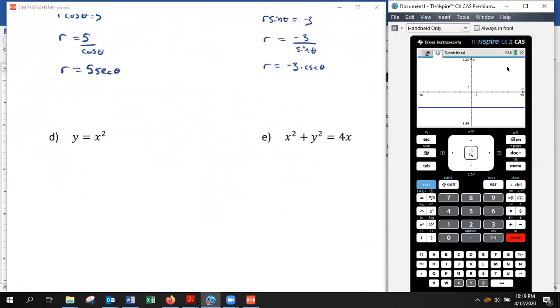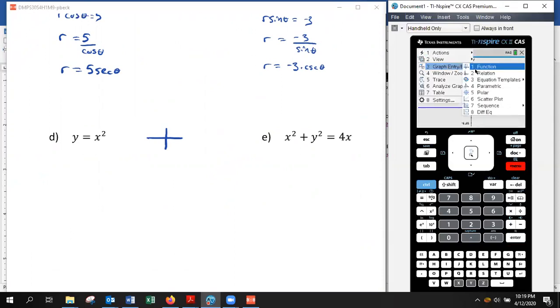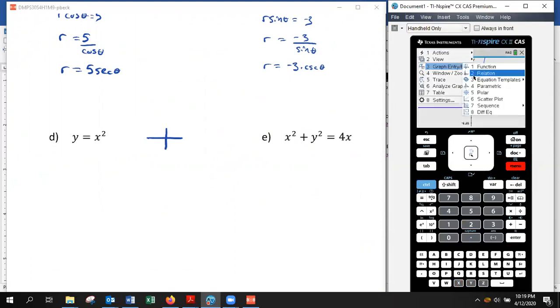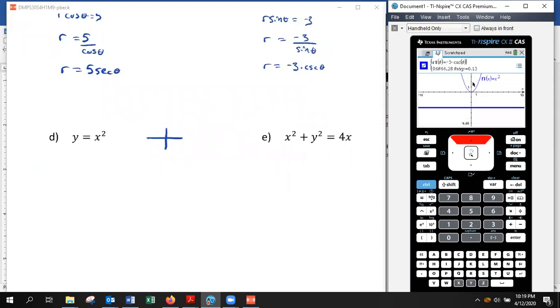Well, what happens if I have a parabola, y equals x squared? Let me go ahead and change my graph back to function notation, and let's graph y equals x squared so we can see what that looks like. Now I am going to go back to polar, and we are going to create a polar function that's going to be equivalent.